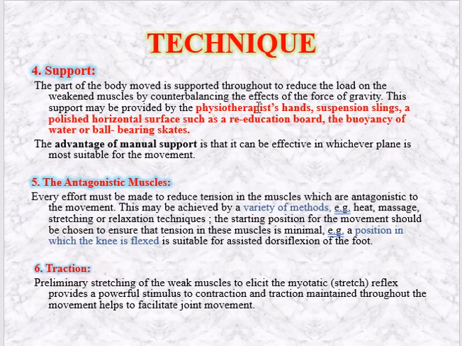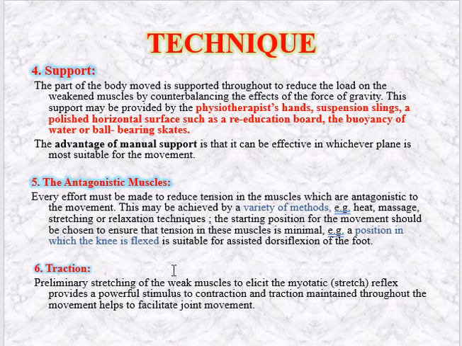Support. The part of the body moved is supported throughout to reduce the load on the weakened muscles by counterbalancing the effect of the force of gravity. This support may be provided by the physiotherapist's hand, suspension slings, a polished horizontal surface such as a re-education board, the buoyancy of water, or ball bearing skates. The advantage of manual support is that it can be effective in whichever plane is most suitable for the movement.